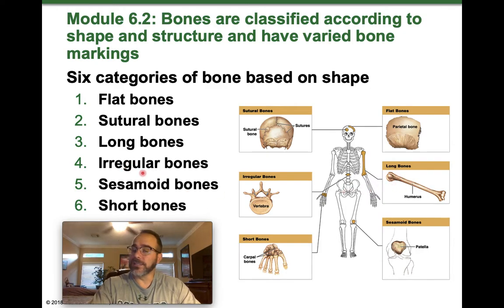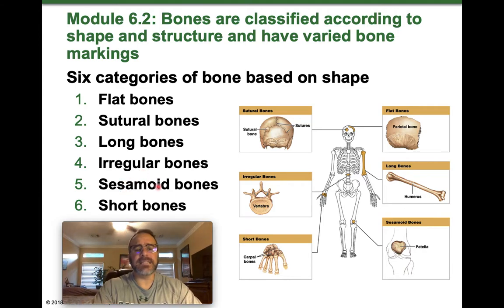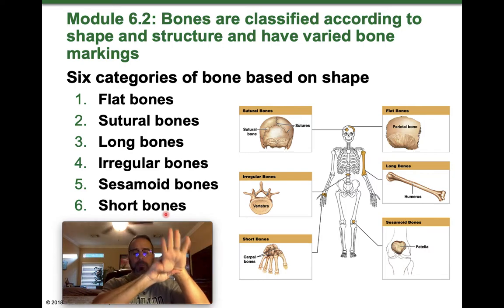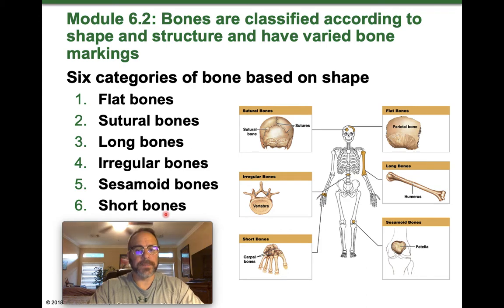Irregular bones are just like they sound. They have an irregular shape. They don't really fit into a category. Sesamoid bone, just think patella of the knee. The dimensions are odd. I just remember it's the patella. And then you've got short bones. Short bones are going to be the ones that make up the wrist, the carpals, and then you have the tarsals down in the foot.